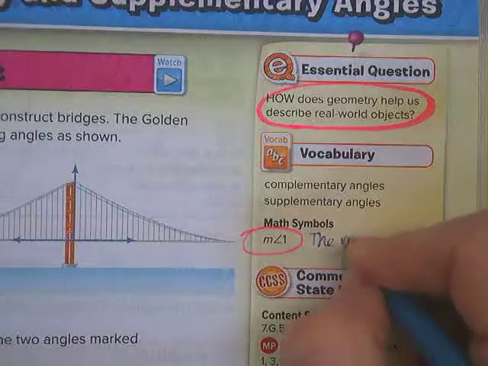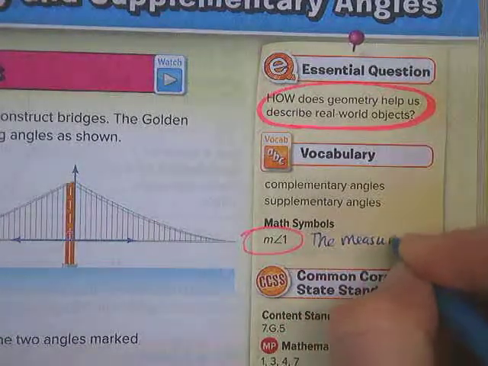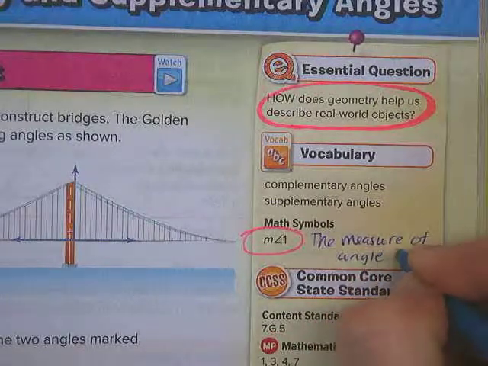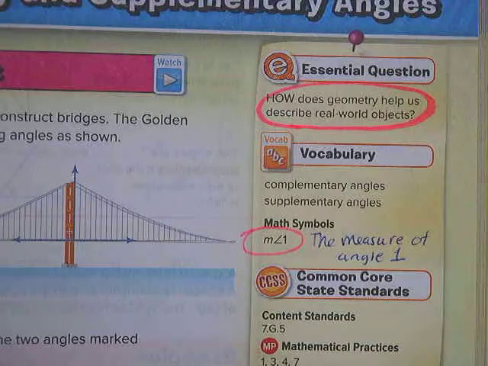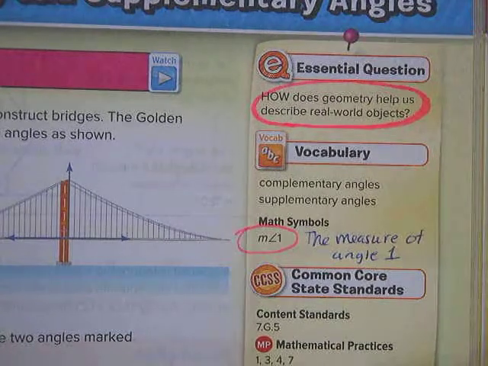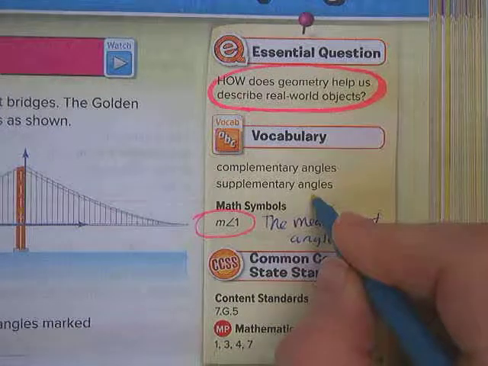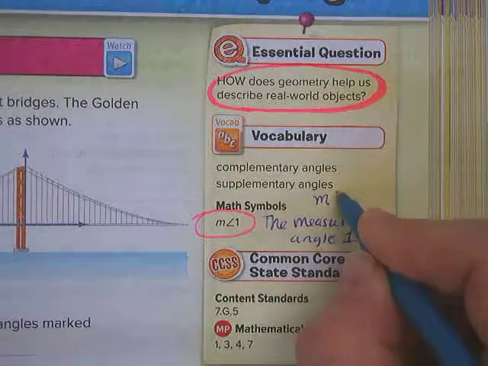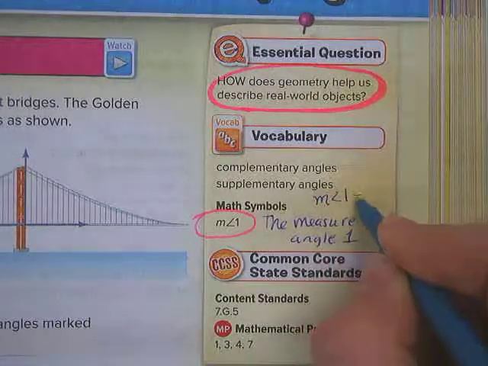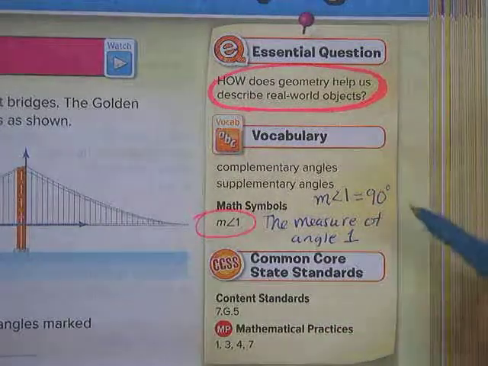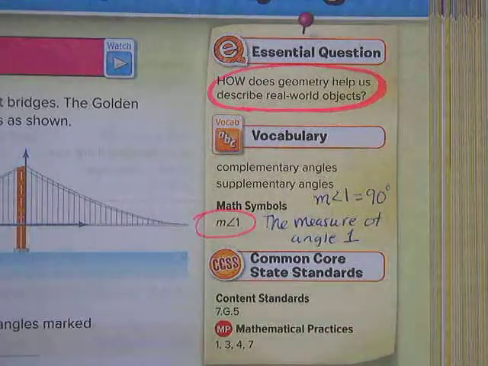So we would read this, the measure of angle 1. So if we wanted to say that the measure of angle 1 was equal to 90 degrees, we would write measure of angle 1 equals 90 degrees. Okay, so please make that note here.